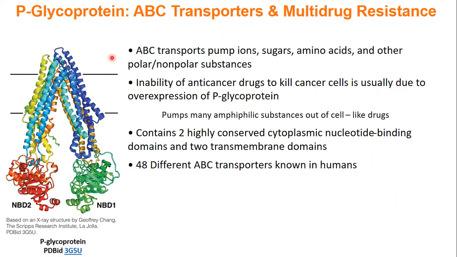In this video, we're going to continue to look at various transporters, and so now we're going to focus on the ABC transporters. ABC transporters, remember ATP binding cassette, will transport ions, sugars, amino acids, polar, nonpolar, basically a lot of stuff. One type of ABC transporter in particular, P-glycoprotein, is overexpressed in cancer cells. And if you cannot get rid of the ABC transporter, P-glycoprotein, it's very hard to kill cancer cells.